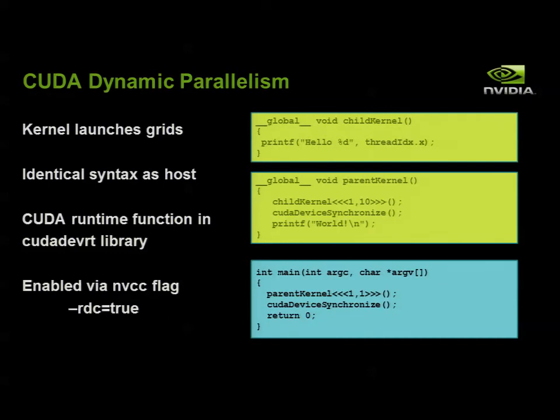So the output of this will be, well, this goes into the parent kernel. This one launches 10 children. So it will be hello from 0 to 9. And then there will be a world. And this will be the result. Then the application terminates. Yes?